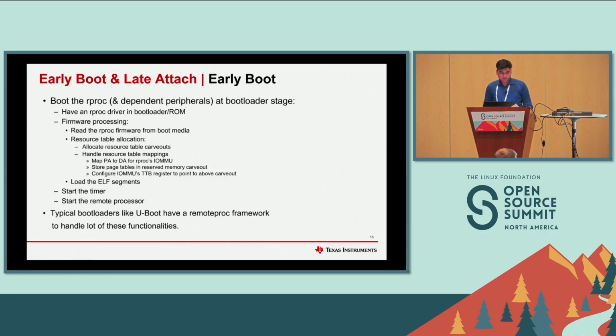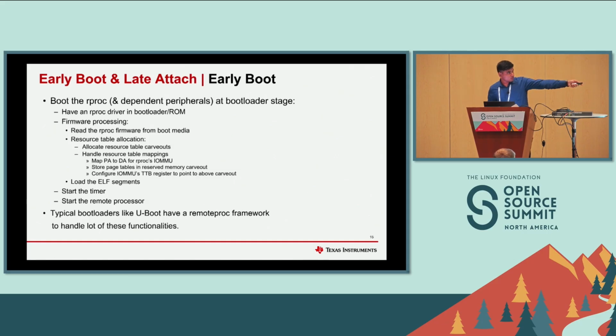Okay, now we're coming to the main early boot late attach model here. First, we'll talk about early boot, what we want to do here. This is pretty simple. This is the simplest part. We just boot the remote processor and its dependent peripherals at the bootloader stage. For that, obviously, we'll need a rproc driver in your bootloader or ROM, wherever you want to boot it from, which will handle your device reset, clocks, anything that needs to start the processor.